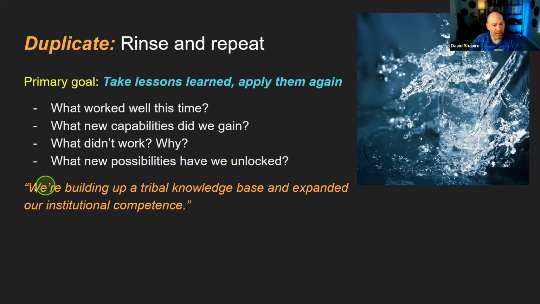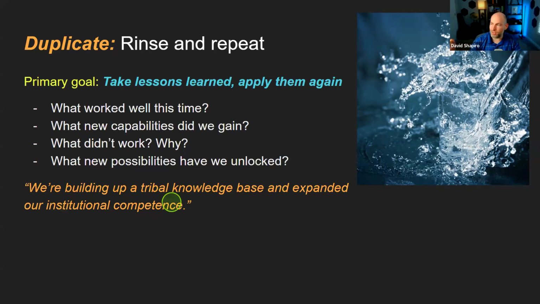The mantra here is we're building up a tribal knowledge base and expanding our institutional competence. Institutional competence is the opposite of what I call institutional incompetence. So who has worked somewhere where the default reaction was that can't be done? I don't know how to do it. It's not worth doing. People that just roll their eyes and snort and scoff and don't ever try. That is institutional incompetence. So what you're building up is institutional competence, which is that can-do attitude.